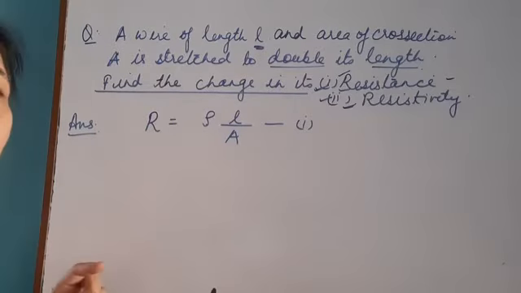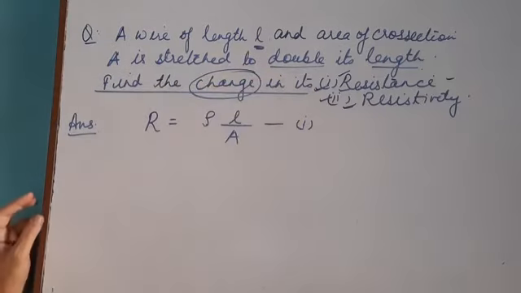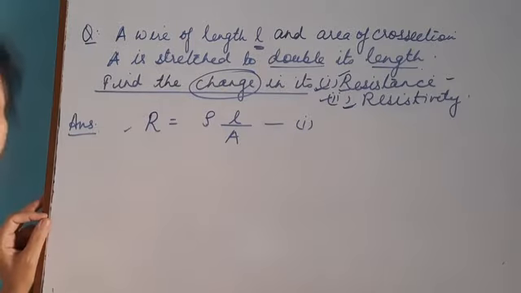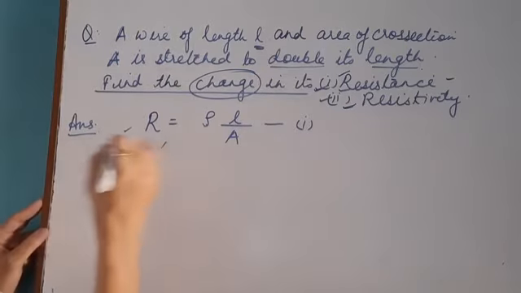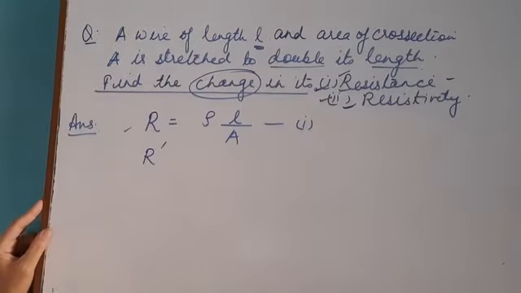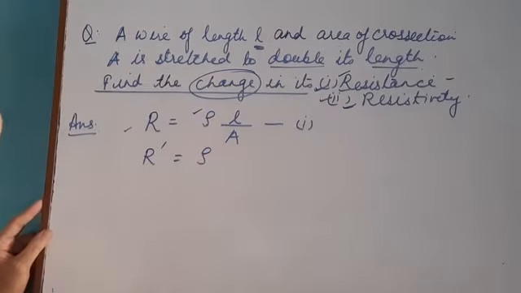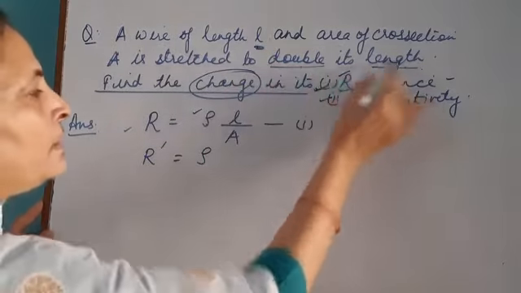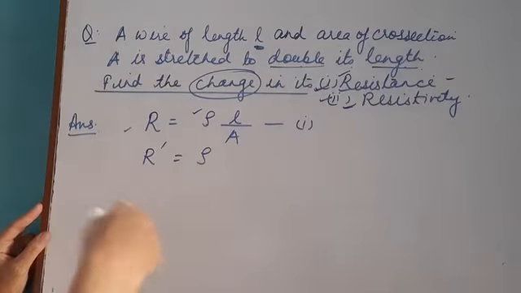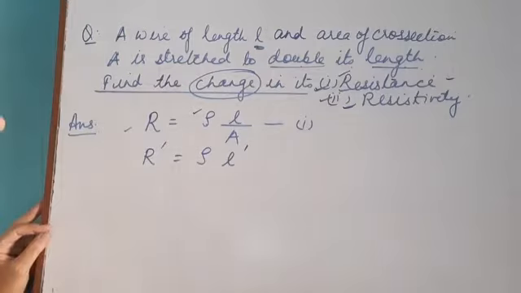Now the next step is, I have to find out the change. It means R is not going to remain the same; it is going to change. Let it be R dash. Rho, you know, is constant, so rho will remain as it is. What has been done with the length? It is stretched to double its length. That means the length has changed. Let it be L dash.